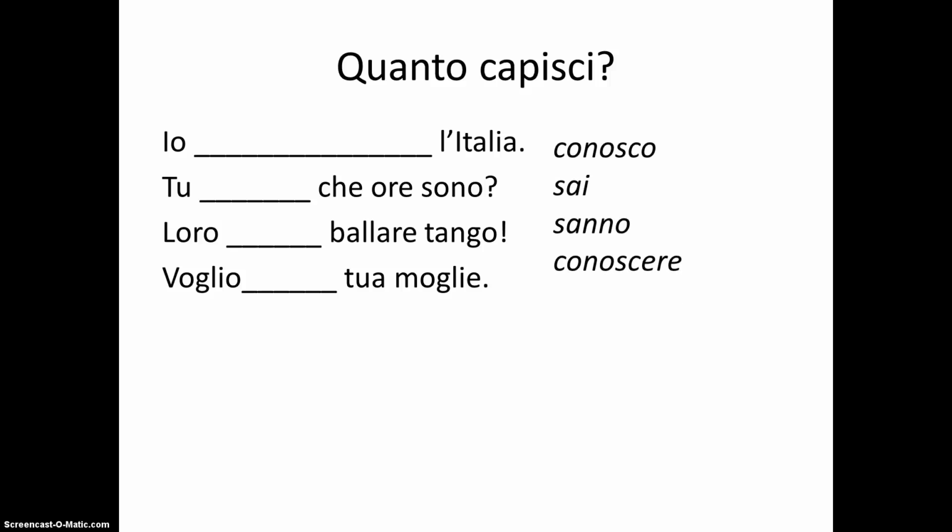And here we have our answers. Io conosco l'Italia. I know Italy in the sense of I'm familiar with Italy. Tu sai che ore sono? Do you know what time it is? Here we're talking about knowing information or knowing a fact. So we would use sapere. Loro sanno ballare il tango. They know how to dance tango. So in this case, knowing how to do something. Voglio conoscere tua moglie. I want to meet your wife. So in this case, conoscere is describing meeting someone for the first time.